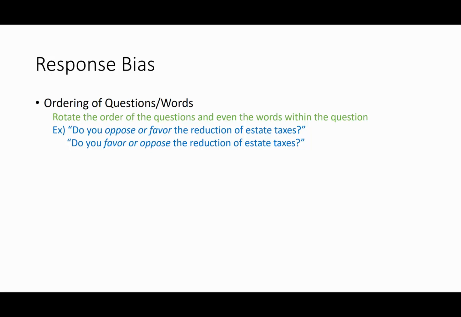When you write, do you oppose or favor the reduction of estate taxes, you should switch it up and also do favor or oppose. If someone might be more inclined to use the first word as the key for what you're interested in, they might answer that way. The hope is that if there's a few people who do that, they balance out because you've been switching the order with which they answer the question. The type of question very much matters.